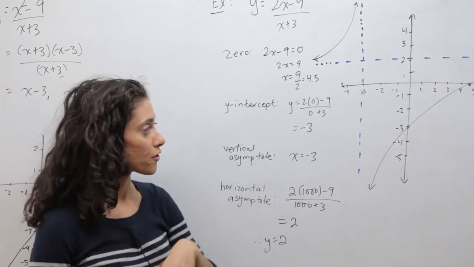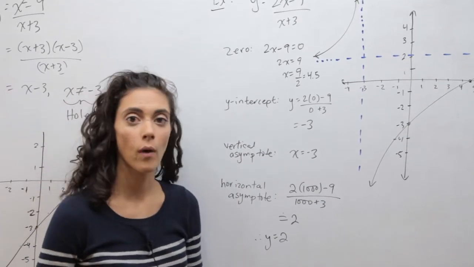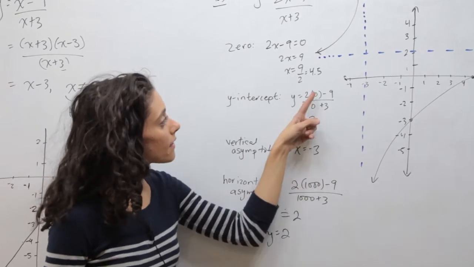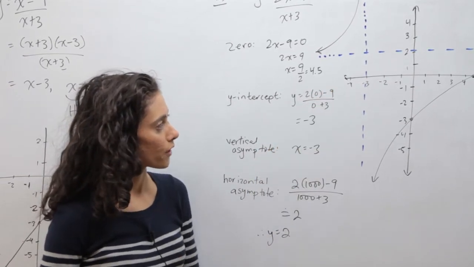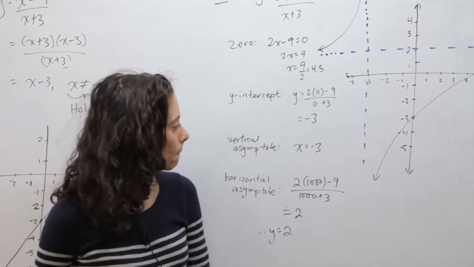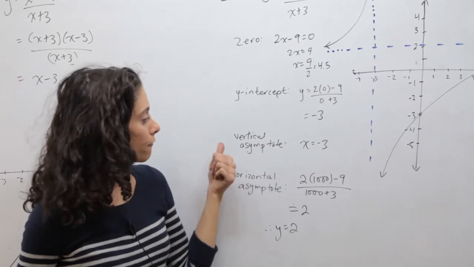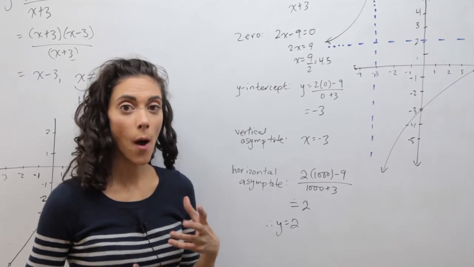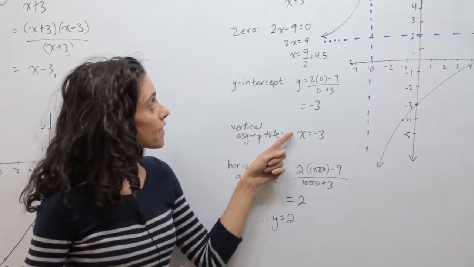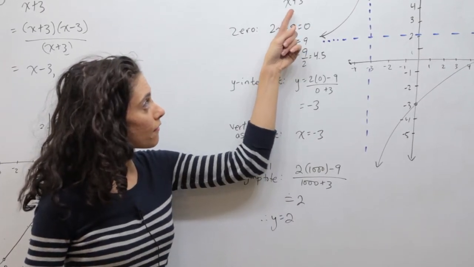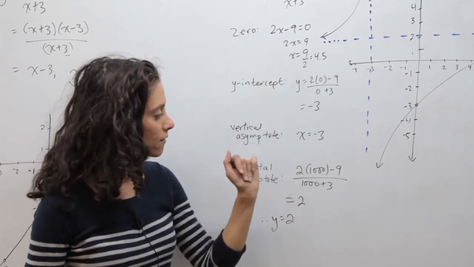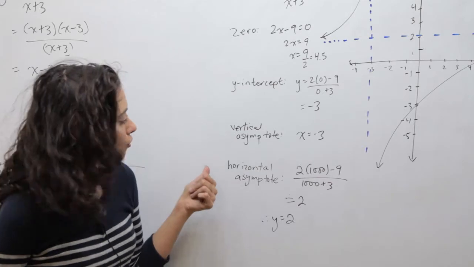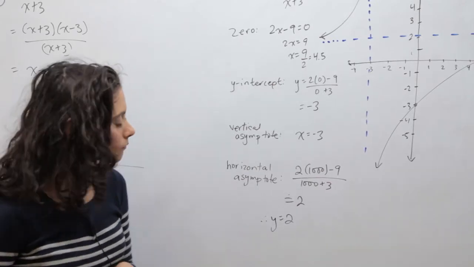Next, we can get a y-intercept. Y-intercepts occur when x is equal to 0. Setting x to 0 in my function, I get negative 9 over 3, or negative 3. Now the asymptotes. Vertical asymptotes occur when the denominator equals 0. So setting the denominator to 0, I find I have a restriction at negative 3, and that restriction will be an asymptote. And now this tricky one, the horizontal asymptote.